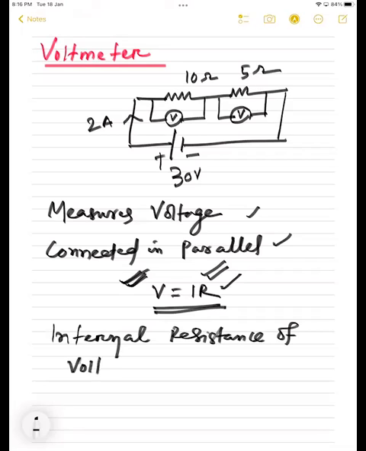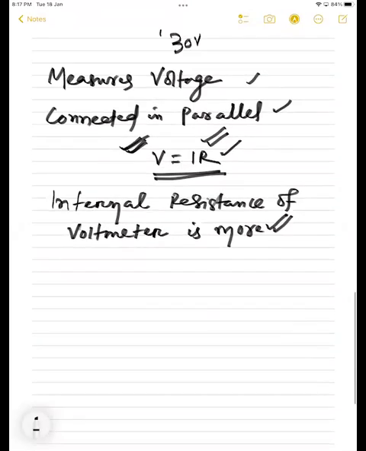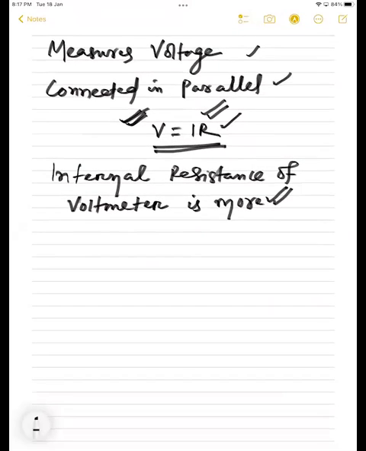Understood, students? The internal resistance of the voltmeter is more. Understood this one? Yes, sir. Got a little bit of an idea about series voltmeter and ammeter. Now, electrical energy and power.